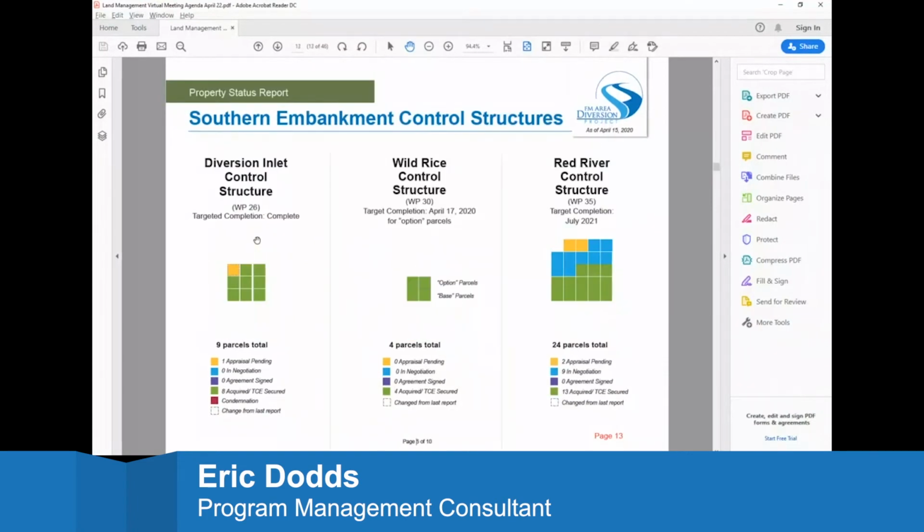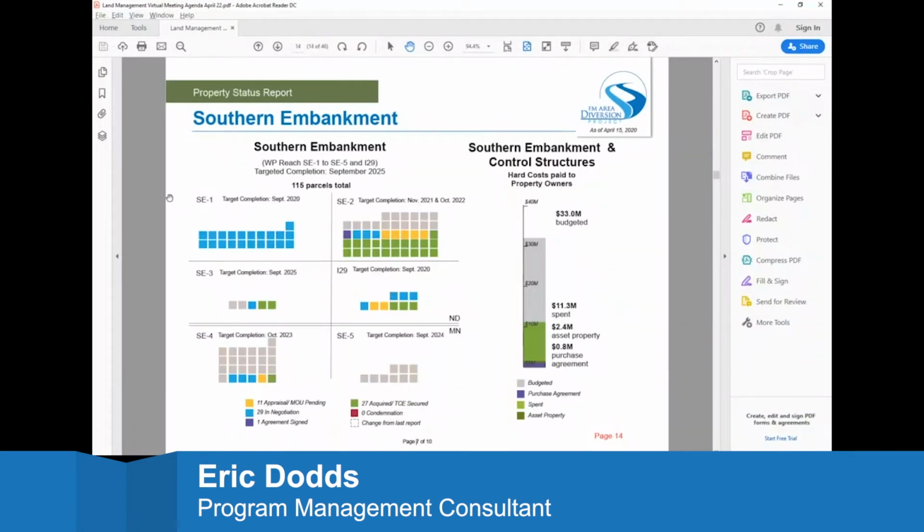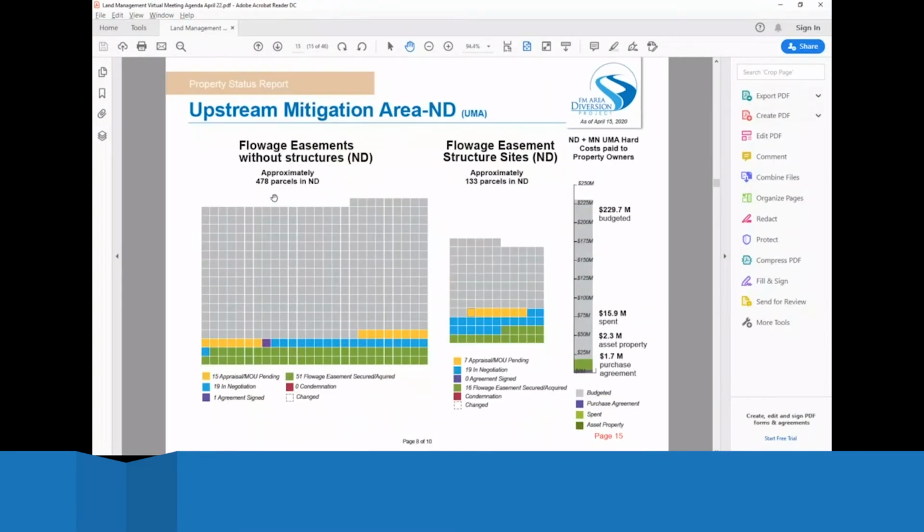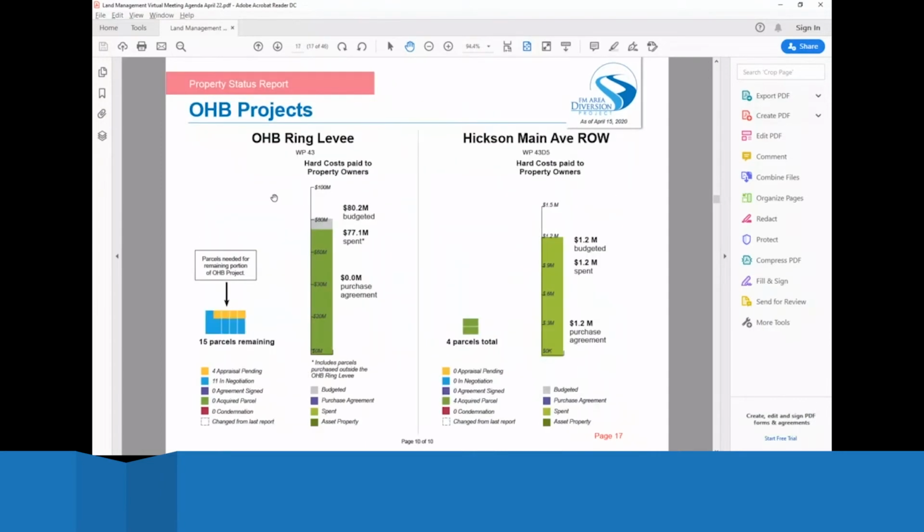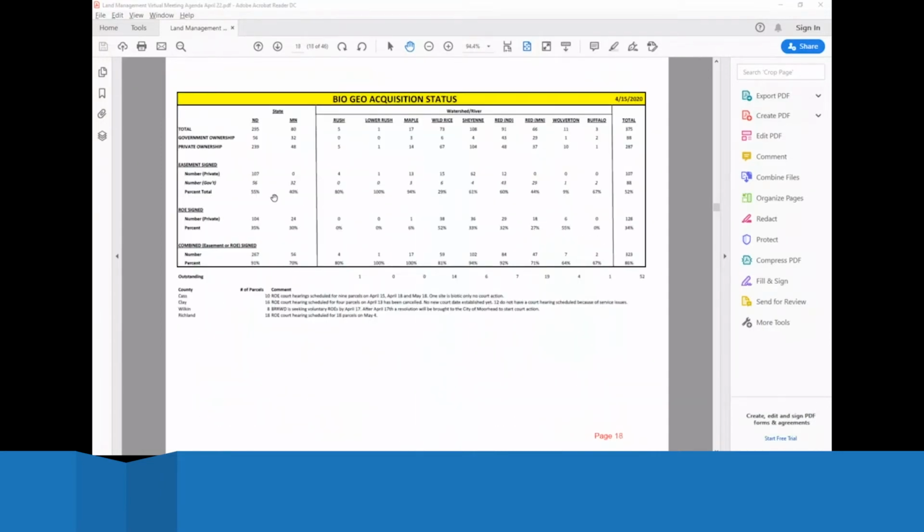Another focus area we've been working on is the Southern Embankment Reach 1, which is on page 14 of your packet and also shown here on the screen. We are negotiating quite a bit with the property owners in Southern Embankment Reach 1. The goal was to have those acquired by mid-September, but it appears we're running a little behind schedule. So we're coordinating and making sure the Corps is aware of those dates as we progress through the process. Otherwise, I'd stand for any questions on the status report.